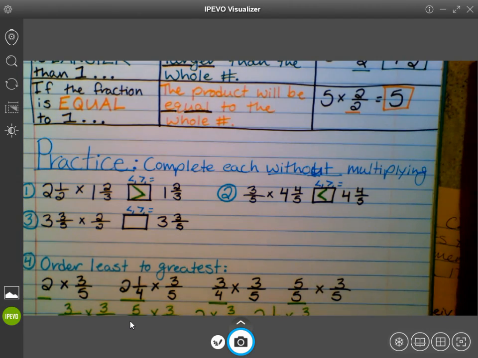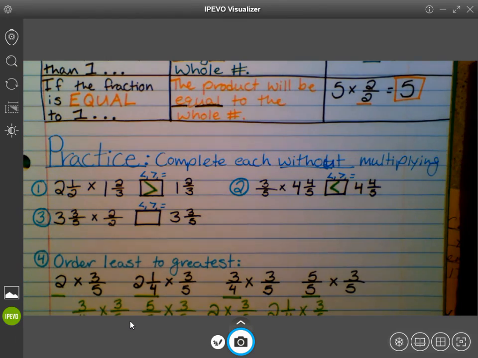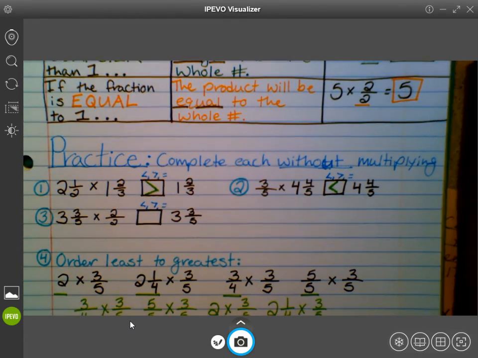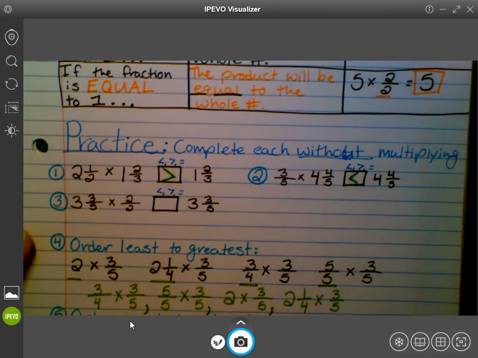How many of you got less than for number 2? Okay. Then we had number 3.